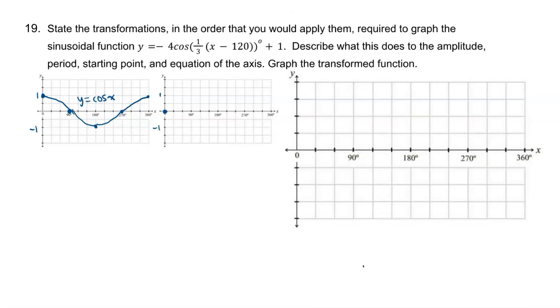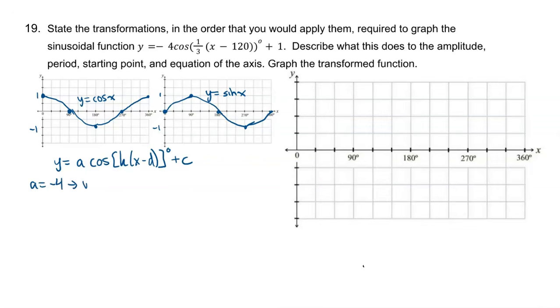We're not going to use that here, but it is very similar to the cosine function, and it looks like what you see there. It has an amplitude of 1 as well, and a period of 360, and an equation of the axis at 0, but you'll notice that it starts at the equation of the axis and goes up from there. So let's compare this now to the transformed function. So in general, the transformed function is y equals a times cos of k(x minus d) plus c.